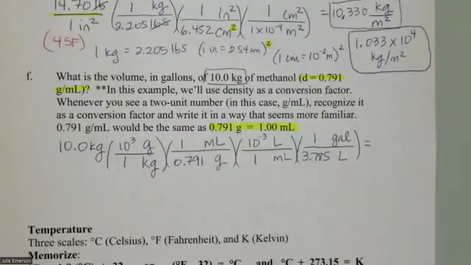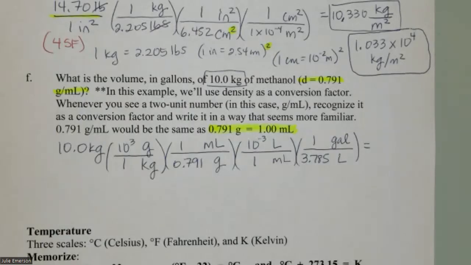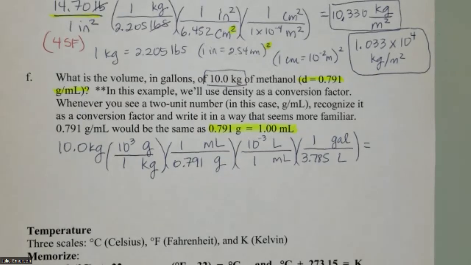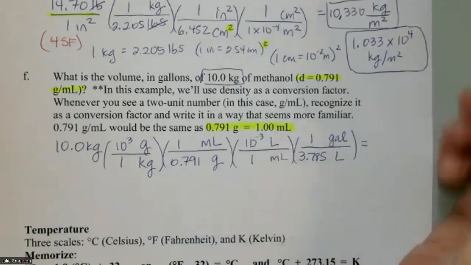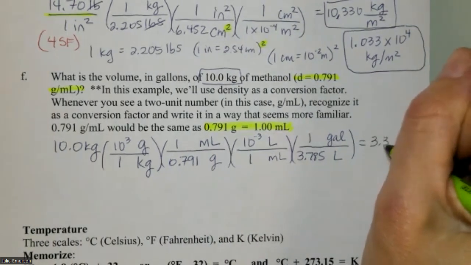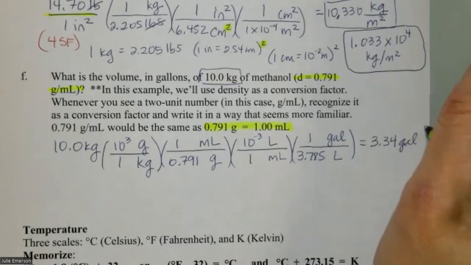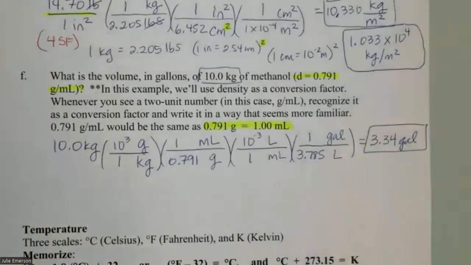So on my calculator, 10.0 times 10 to the third, divide by 0.791, and then times 1 times 10 to the negative third, and then divide that by 3.785. And the answer I get here to 3 significant figures is 3.34 gallons. So 10 kilograms of methanol would take 3.34 gallons.